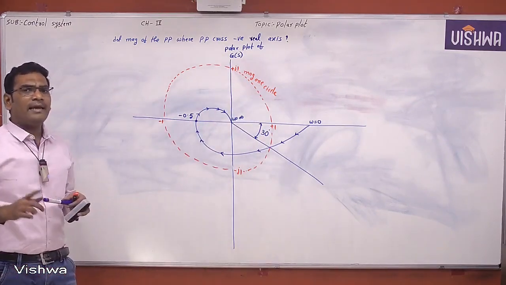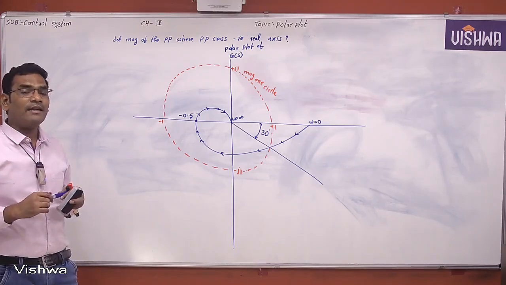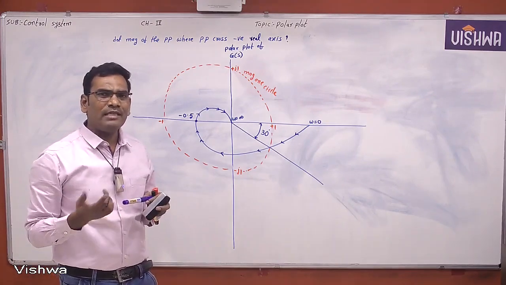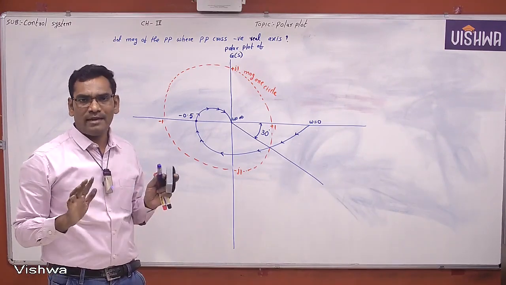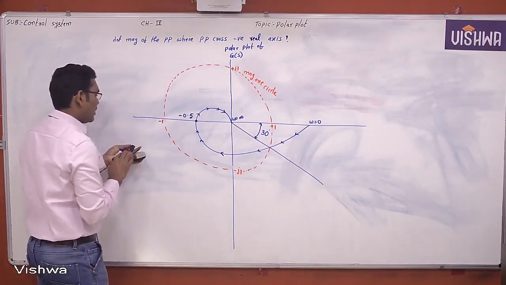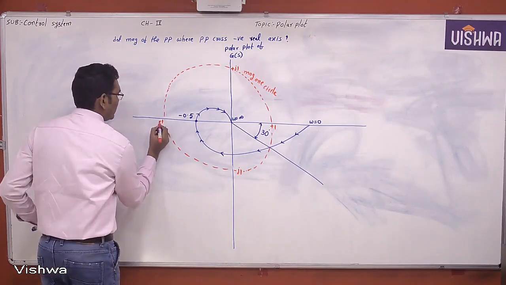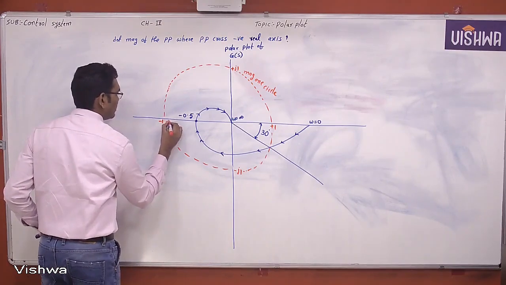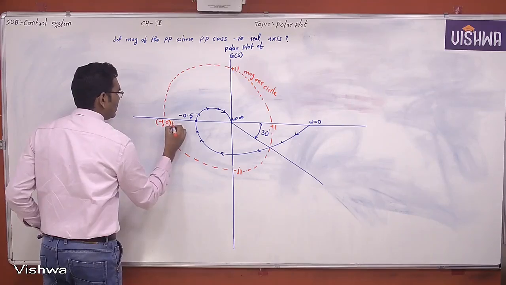Now earlier I gave one point, the concept of enclosed. Now I am mentioning point x, point y. What is point x, point y? That point is nothing but the -1 comma j0 point. This is the -1 real part, there is no imaginary part. Therefore this is the -1 comma 0 point.